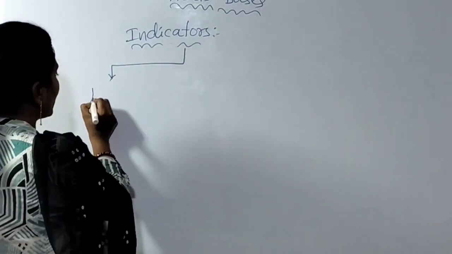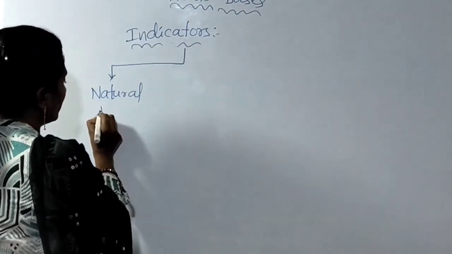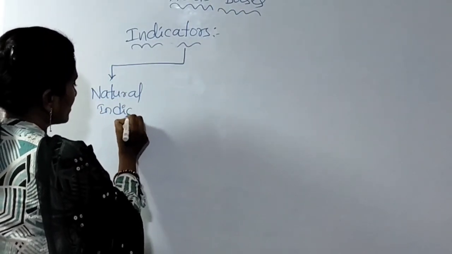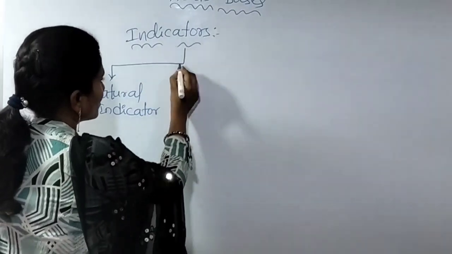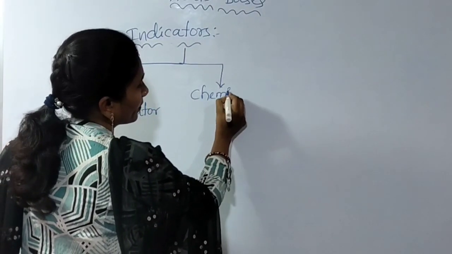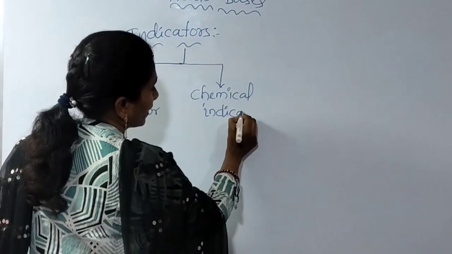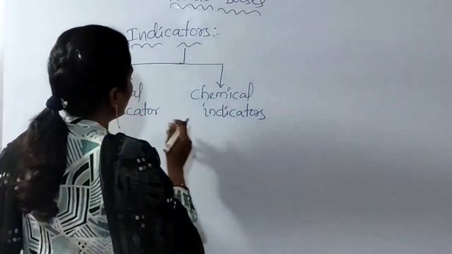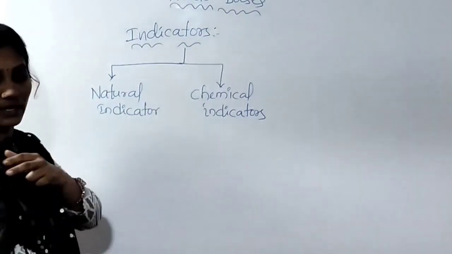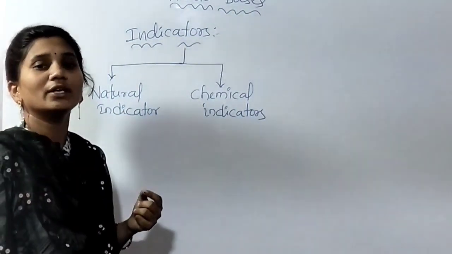Let me write it for you in a clear manner. Natural indicators as well as chemical indicators. Then what are natural indicators? What are chemical indicators? Natural indicators are the indicators which are available in nature.